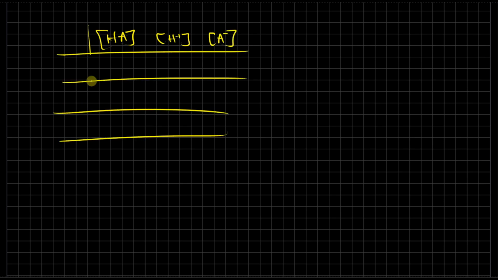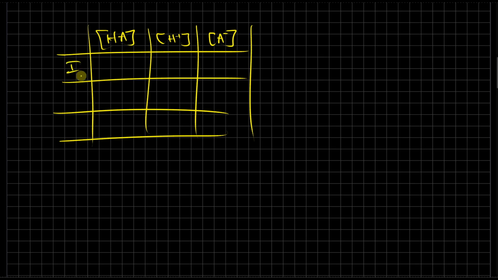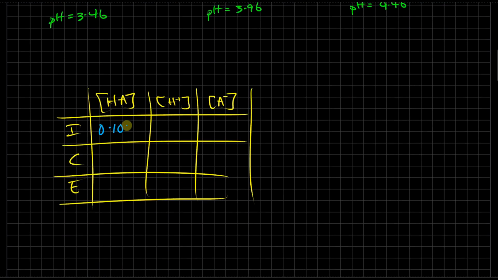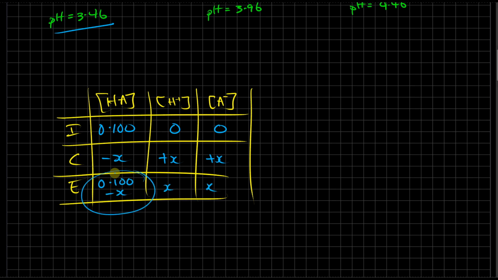Okay, let's think about an ice table for this acid. All right, let's work with this one here, our stock solution, where it was 0.100 molar, and we found a pH of 3.46. Well, we can have this, subtract x, plus x, right? And here it's 0.100 minus x. This is x, this is x. We can't assume that x is small because we don't know what the Ka is, right? So we can't assume x is small.